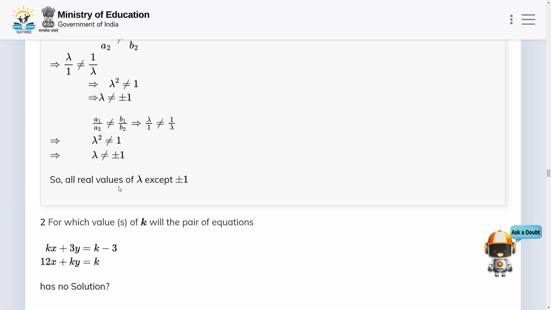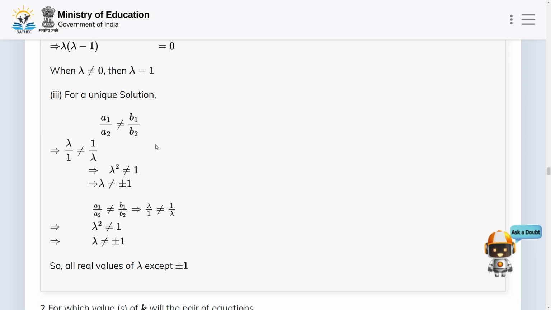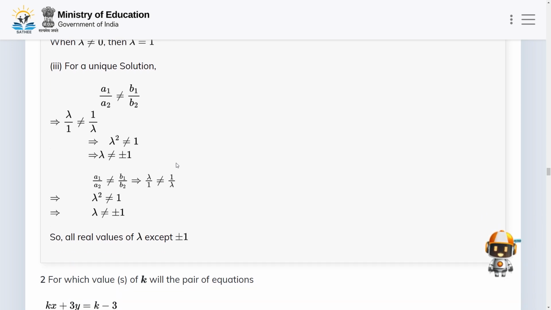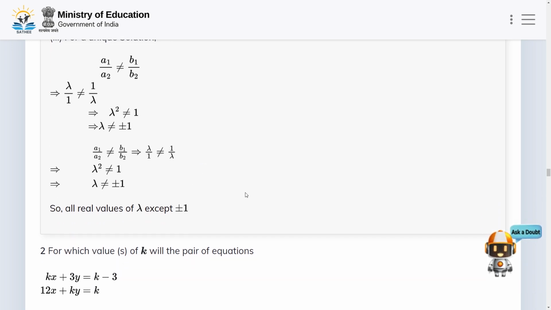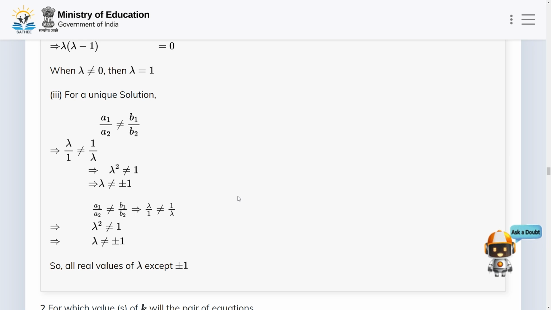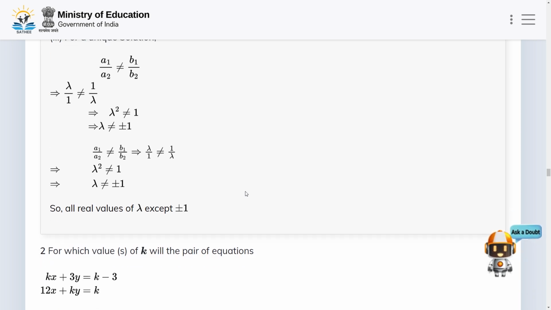So for all real values of lambda except plus minus 1 the system of pair of linear equations has a unique solution. Okay, so for lambda equal to 1 and lambda equal to minus 1 this system of pair of linear equations does not have a unique solution, but except lambda equal to 1 and lambda equal to minus 1, for all values of lambda this system of pair of linear equations has a unique solution. Okay, now let us move to next question.